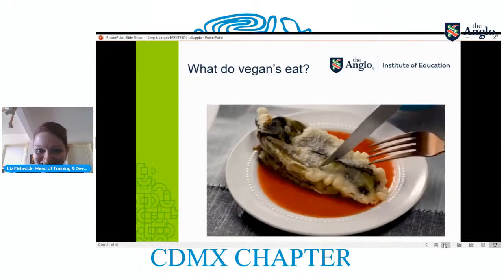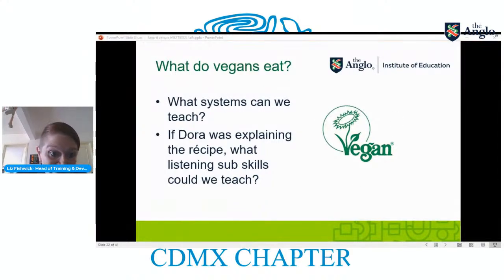So, okay then. If we're teaching a systems lesson, I want you to now type in the chat box, what systems can this clip be used to make? Now, Dora is the name of the chef. If she was explaining the recipe, what sub-skills do you think we could teach? Okay, so can you please type your comments in the chat box now? In the chat, sorry, in comments. So think about, again, systems, but also think about sub-skills, listening sub-skills too.